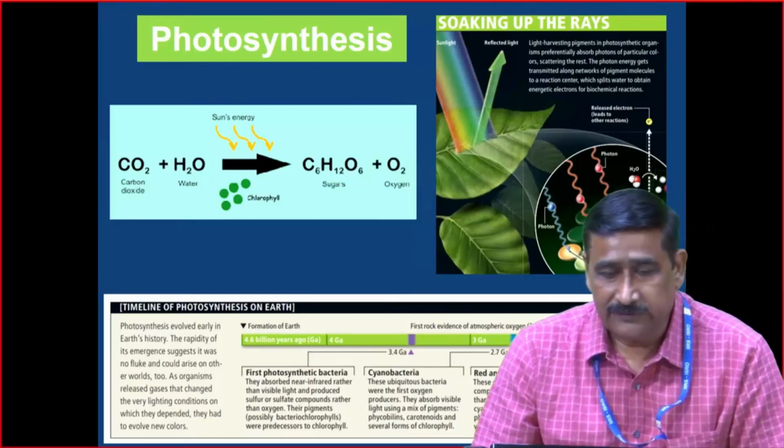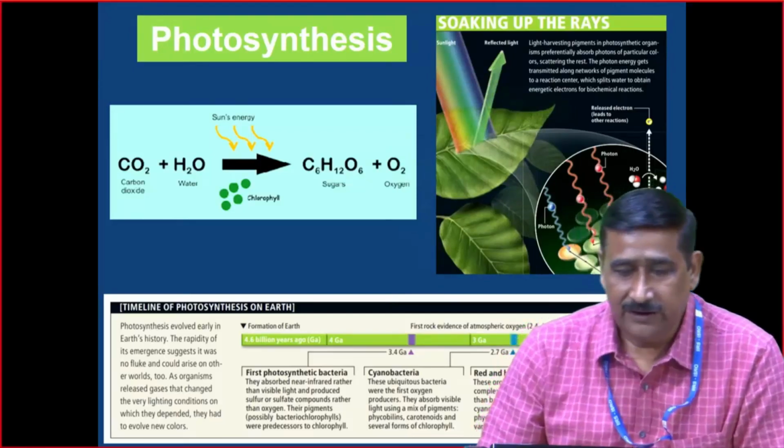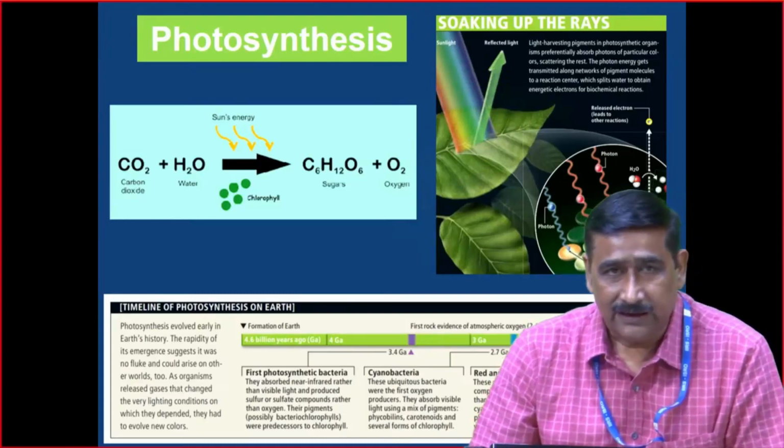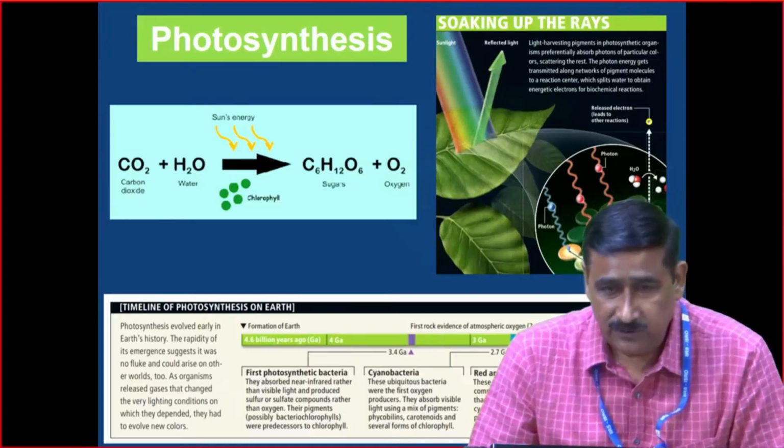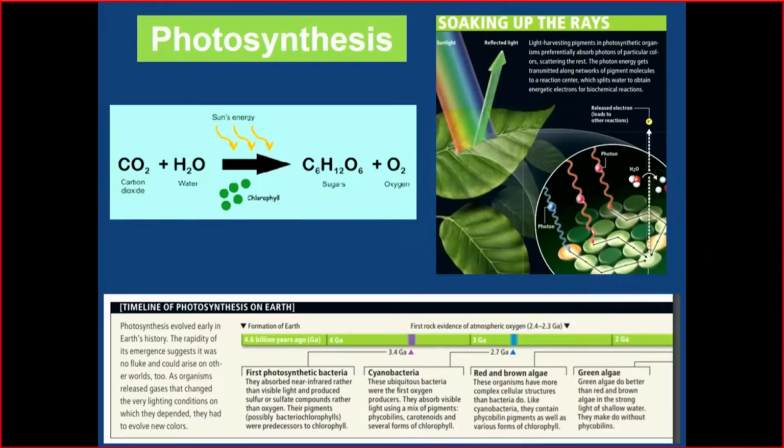Later on, there was a development of cyanobacteria, and then red and brown algae, then green algae, and the process continues. So this photosynthesis is taught at school level. It is so important that it forms the basic fundamental block of life on Earth, because this is the only mechanism by which we trap the light and convert it into biomass, carbohydrate, organic matter.